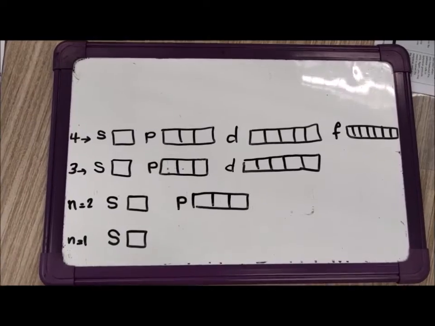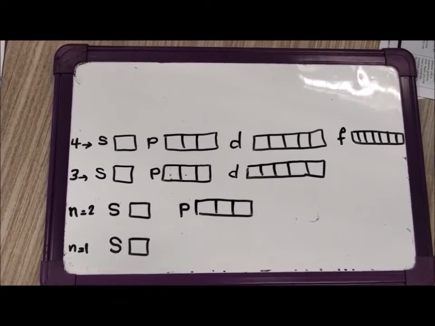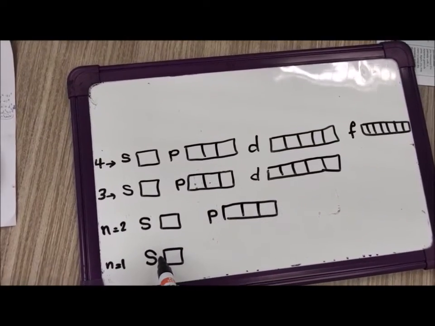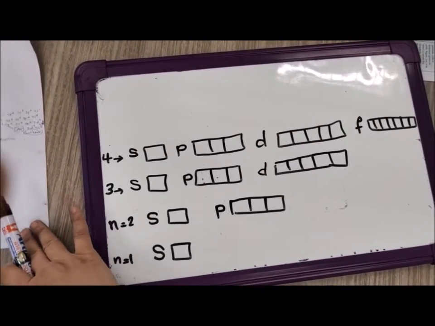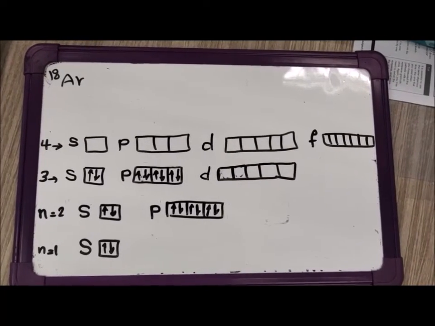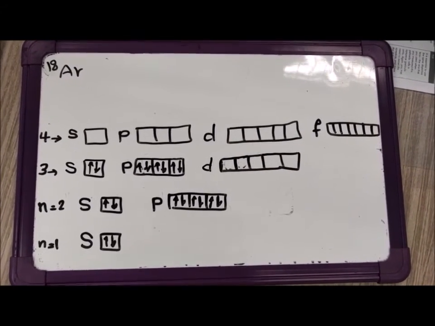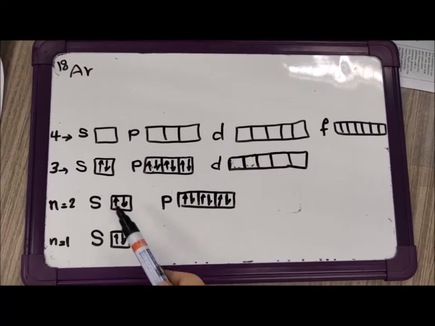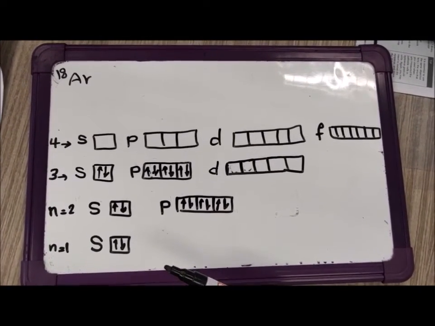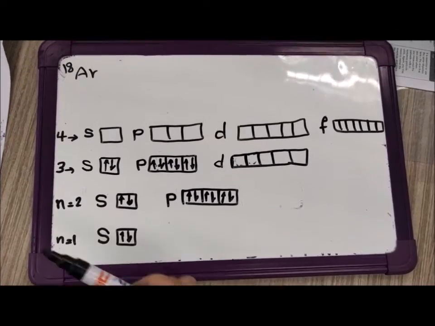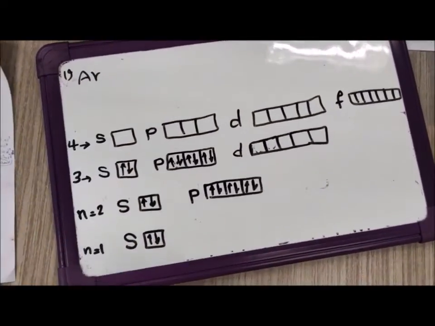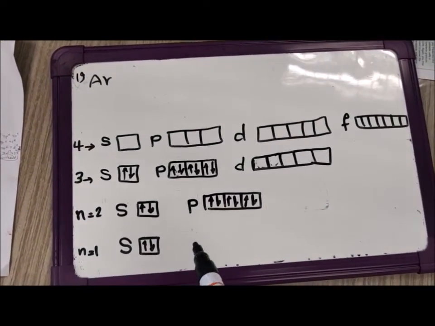Now, the exceptions start from here. This is very important. Notice, as I said, up to this element, argon 18, with the 18 electrons, you see that everything follows the rules. But when we reach potassium with 19 electrons, okay, atomic number is 19, what happens here?